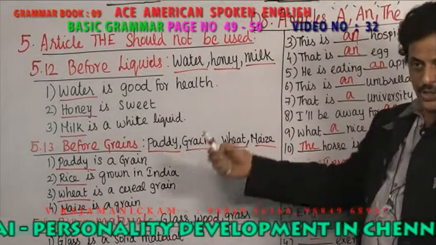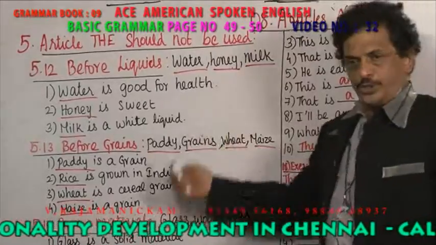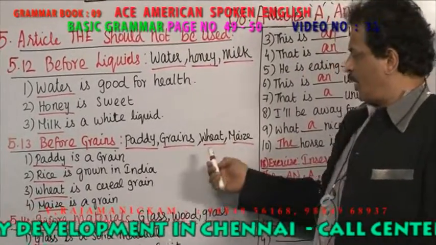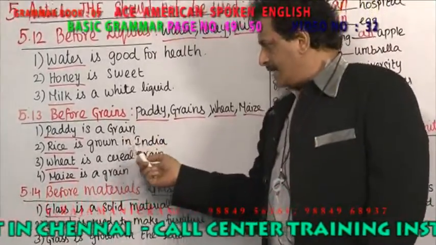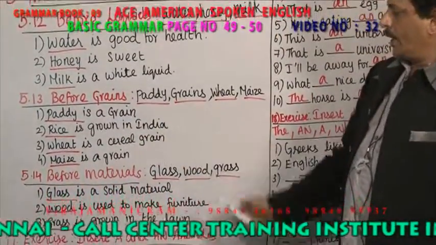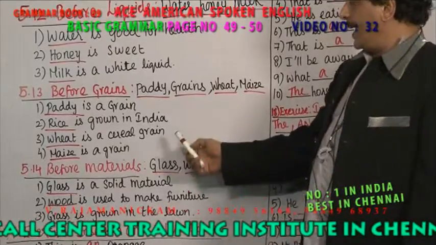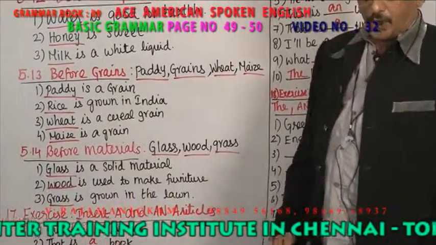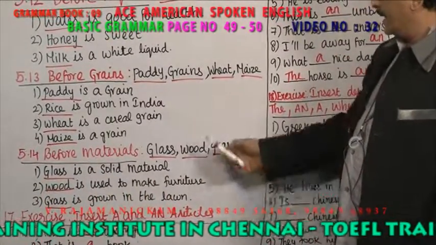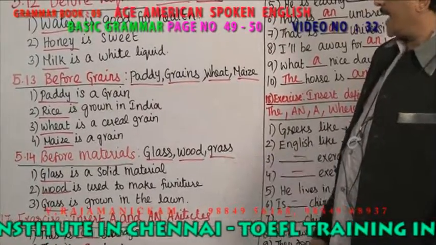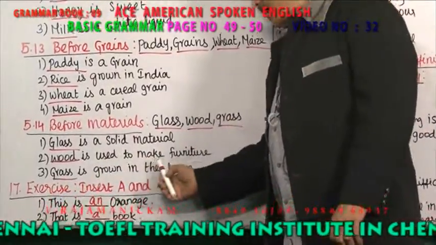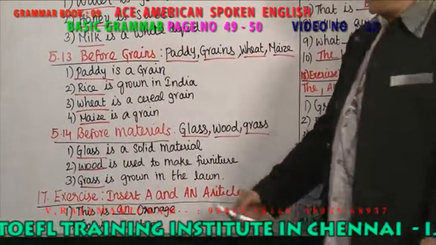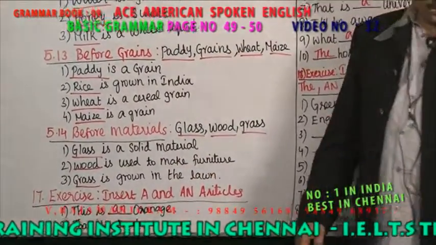Before grains, you are not supposed to use "the." You don't use the paddy, the grains, the wheat, the maize; that is wrong. Paddy is a grain. Rice is grown in India. Wheat is a cereal grain. Maize is a grain. Before materials, you are not using "the." The glass is wrong, the wood is wrong, the grass is wrong. Glass is a solid material. Wood is used to make furniture. Grass is grown in the lawn.